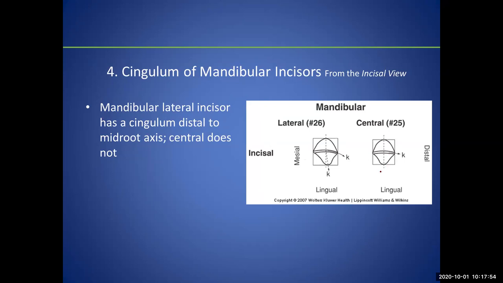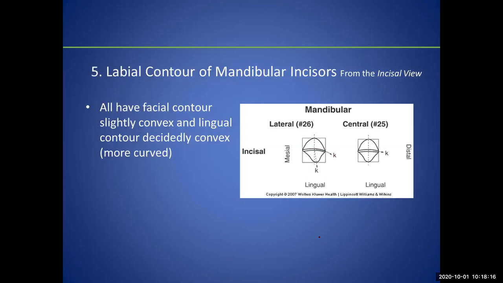The central incisor is completely symmetrical. The lateral incisor has that distal lingual twist, so it's going to be off-centered, very much like the maxillary central incisor. All have a facial contour slightly convex.